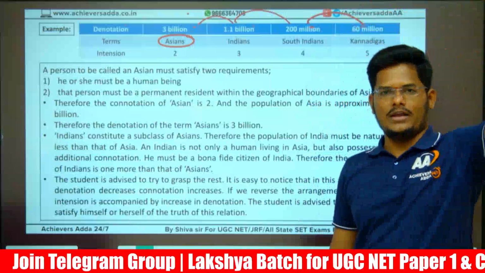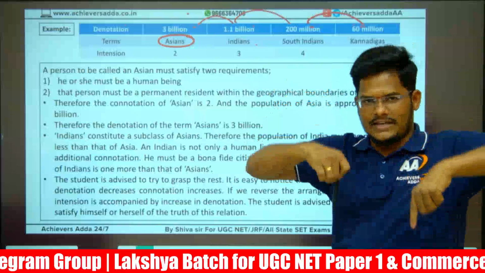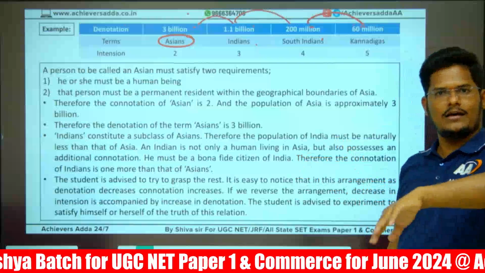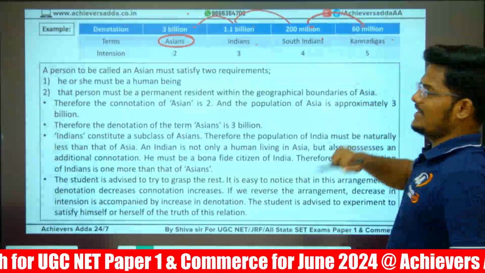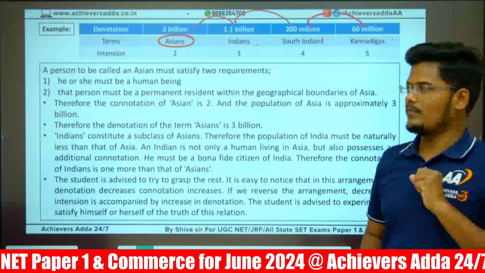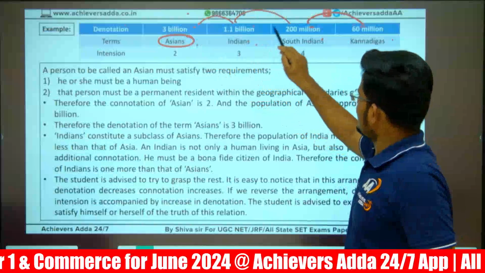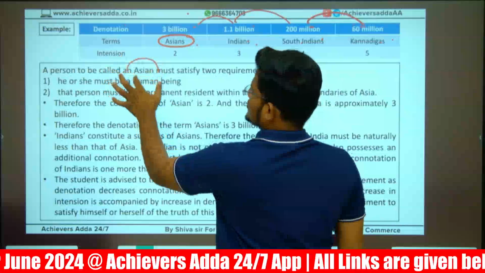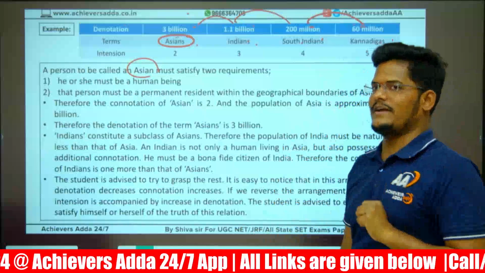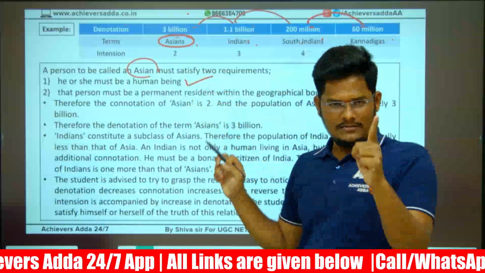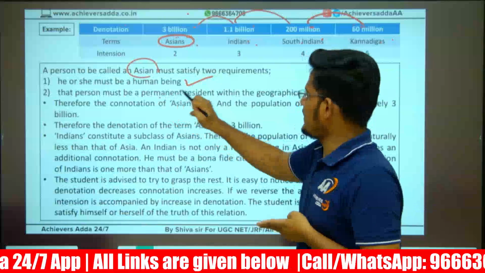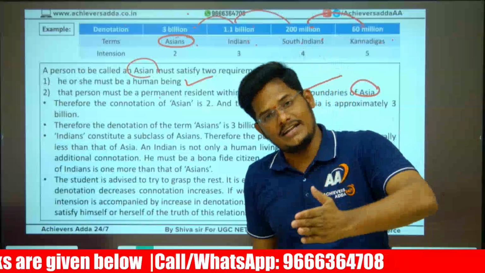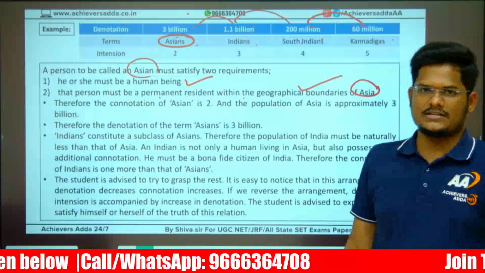Asia is a sum of Asian countries. India is one of the Asian countries. South India is there, like Karnataka, Telangana, Andhra Pradesh. These are South India. And Kannadiga is the one state in South. So Asian, India, South Indian, Kannada. Now here, for a person to be called an Asian, he has to satisfy two things. He must be a human being, right? And he must be a permanent resident within the geographical boundaries of Asia. In Asia, he can be from India also, he can be from any other country also, Sri Lanka also, Pakistan also.